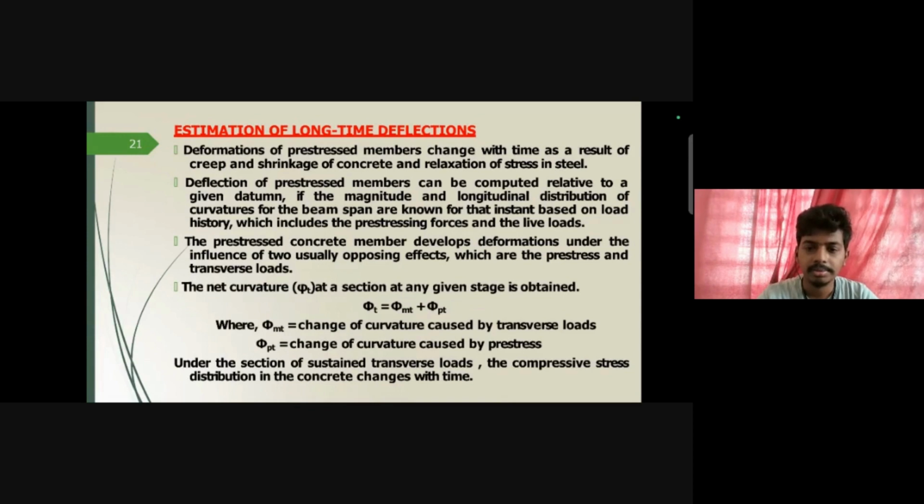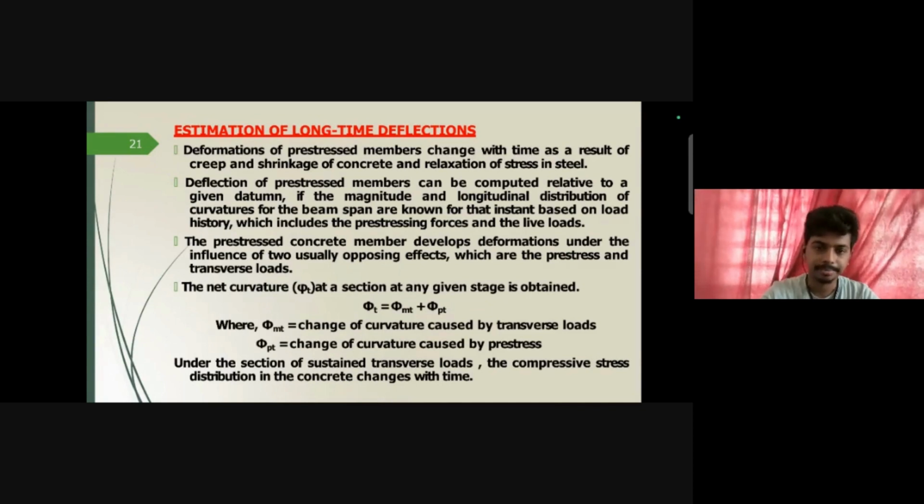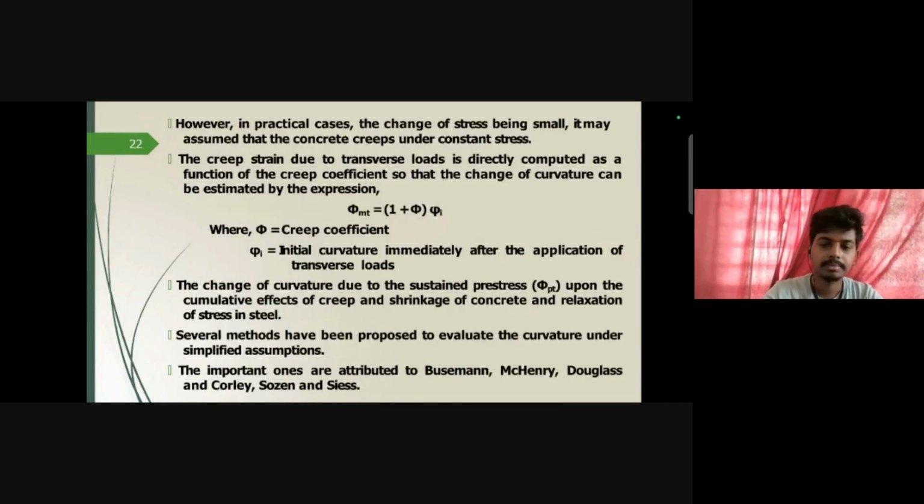The pre-stressed concrete member develops deformations under the influence of two usually opposing effects, which are the pre-stress and the transverse loads. The net curvature, that is phi t, at a section at any given stage is obtained as phi t equal to phi mt plus phi pt, where phi mt is the change of curvature caused by the transverse load, and phi pt is the change of curvature caused by the pre-stress. Under the sustained transverse load, the compressive stress distribution in the concrete changes with time. However, in practical cases, the change of stress is small.